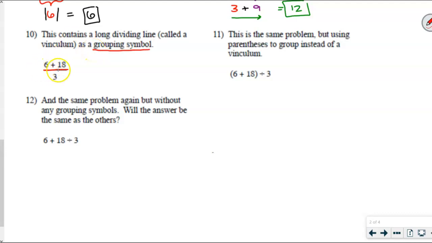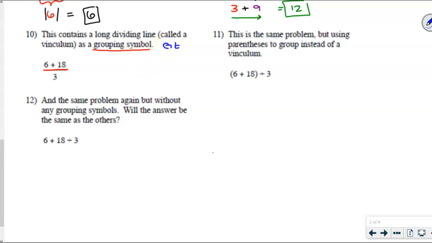How is it acting as a grouping symbol? Orion? Yeah, it's separating 6 plus 18 from 3, and it's separating it because the 6 plus 18 is grouped together. We need to make sure that we do that first. So let's do that first.